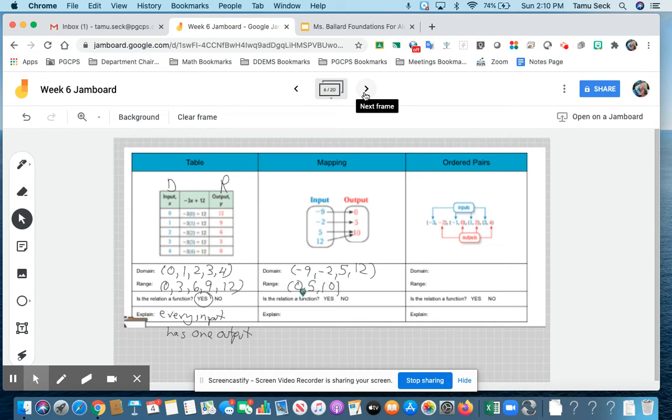Now, is this a function? Well, even though the output has 2 inputs, that's still a function. So every input has one output. So the answer is yes. And the reason is the same. Every input has one output.